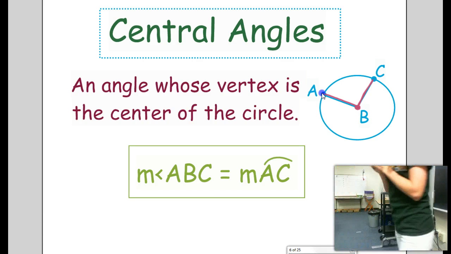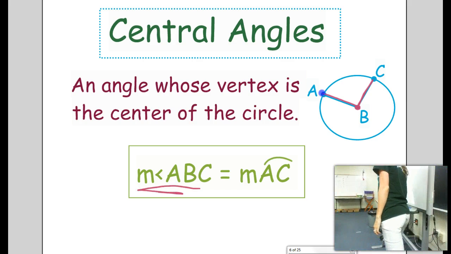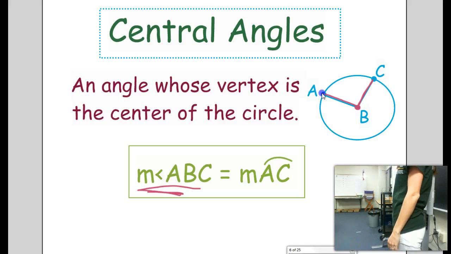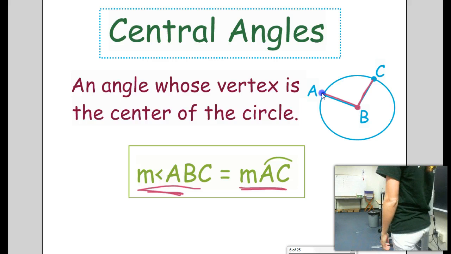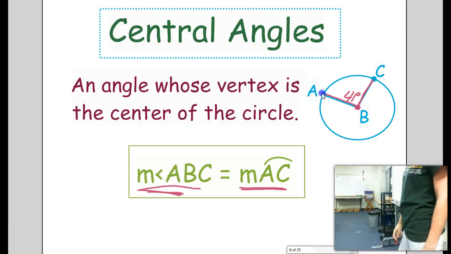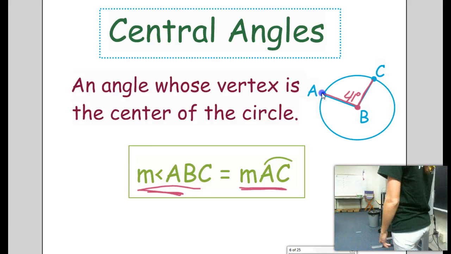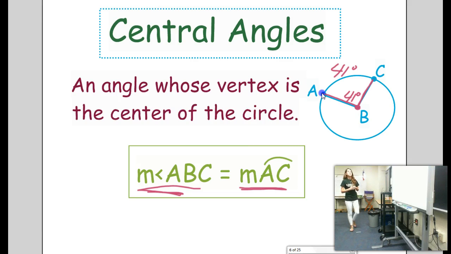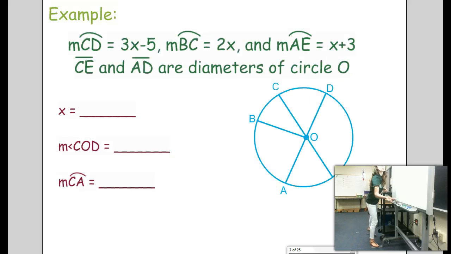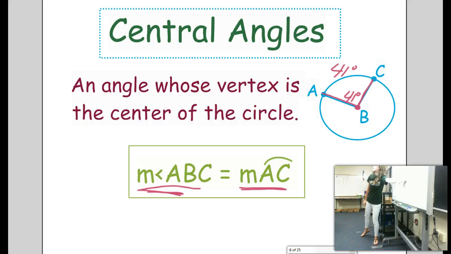We also learned something really important, that the measure of the angle is equal to the measure of the arc that it opens up to. For example, if this angle is a 41-degree angle, then arc AC has a measure of 41 degrees as well. So that's really important with a central angle. Its measure is equal to the measure of its arc. Arc's 41, angle's 41. Angle's 29, arc's 29. Why? The measure of the angle equals the measure of the arc.